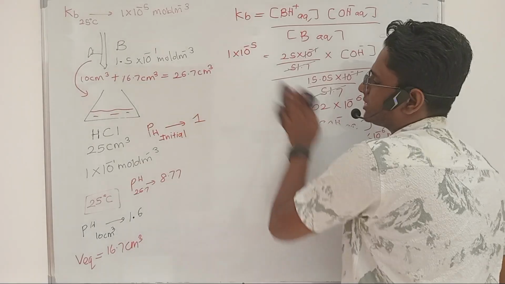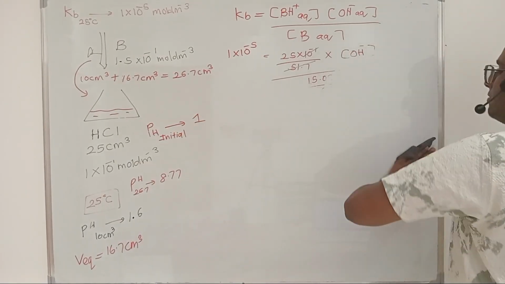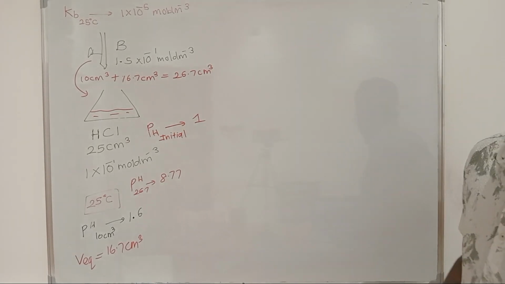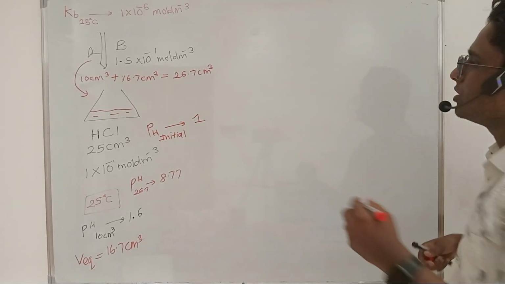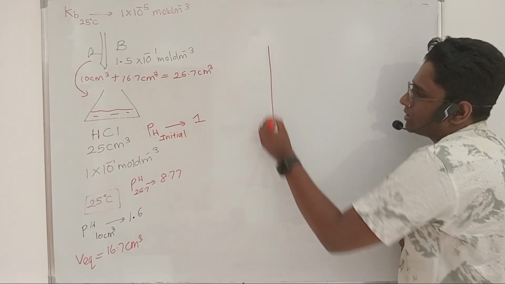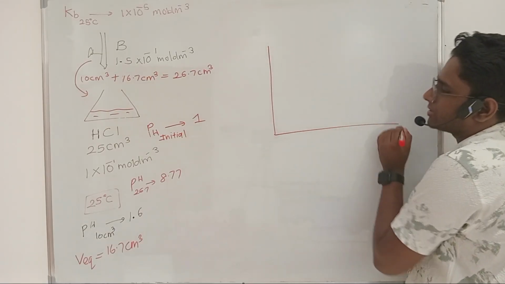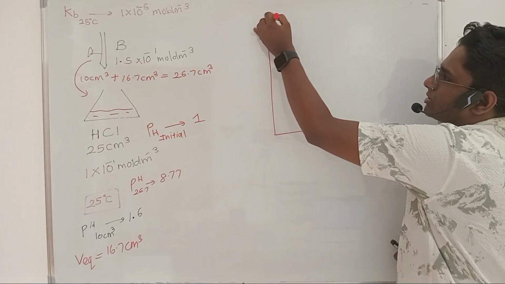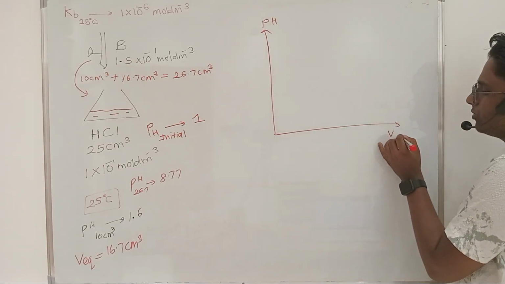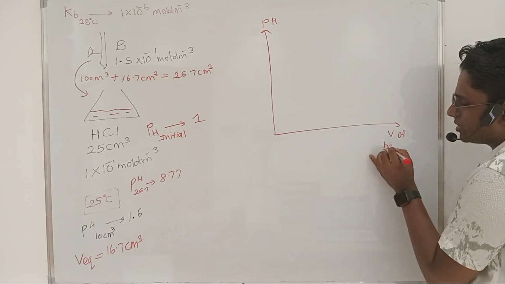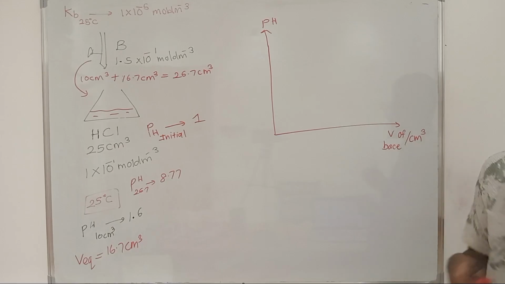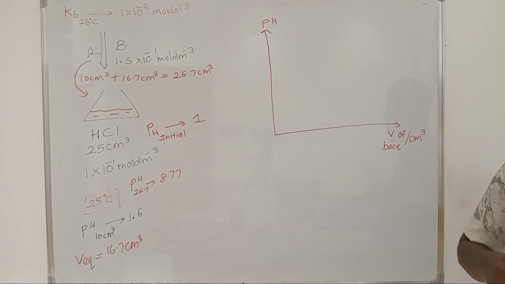Now they're asking to sketch the pH curve, right? Sketch the variation in the pH of the mixture, right? So the y-axis is the pH and the x-axis is the volume of the base, right? Volume of base, that is also in centimeter cube, right? You have to put the units in the respective axis, okay?